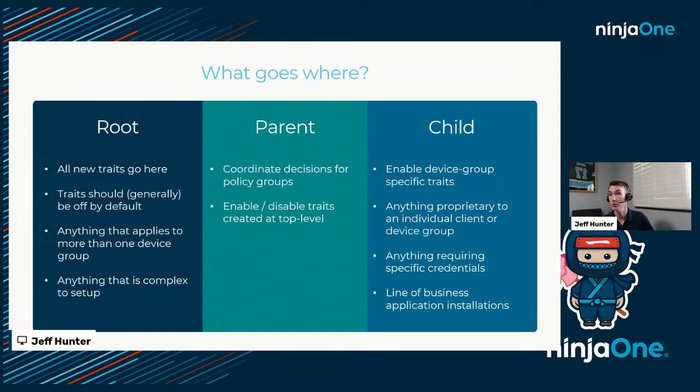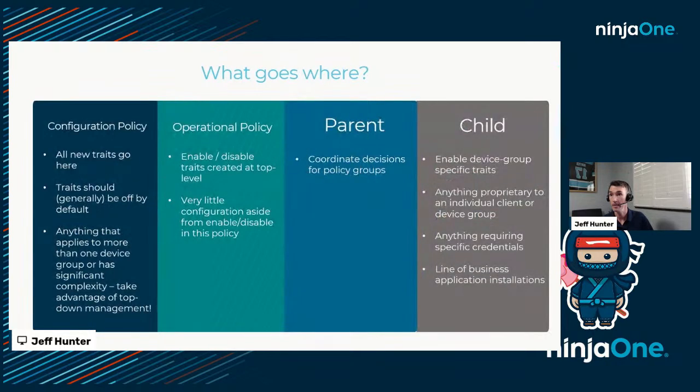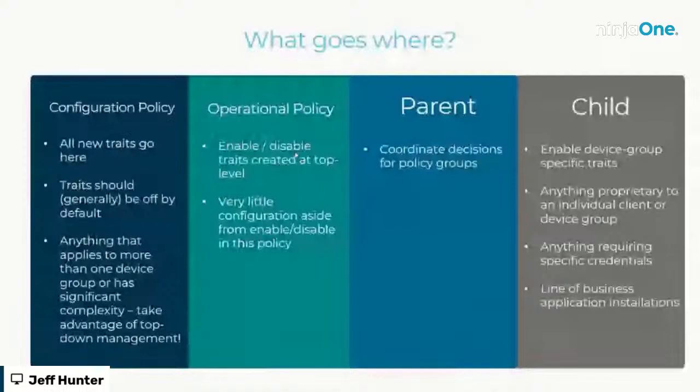Now, if you did want to potentially do that, you could do something like this where you have a configuration policy layer. All new traits would go in here. Everything could be off. And then in here, we could go into the operational policy, enable and disable. So you have that interface layer to protect against where you're making the changes and then when they get pushed to production. Then you could make your operational changes in this section here, and they would propagate down to your parent and then beneath that to your child policies.